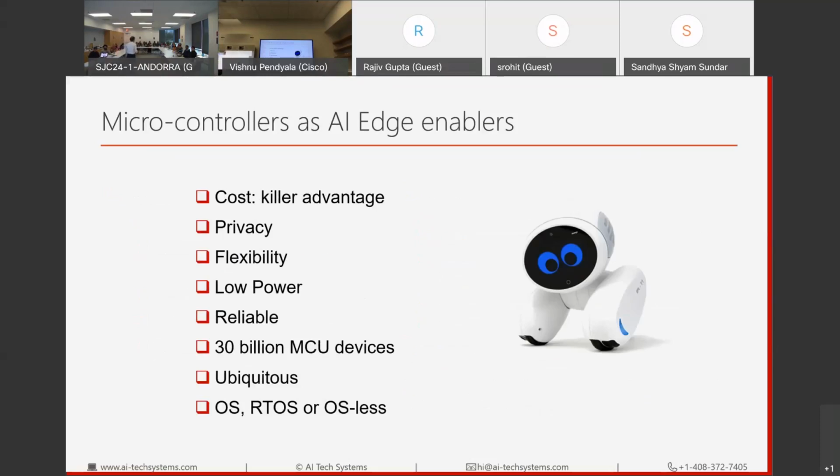But microcontrollers, again, edge enablers. Cost is a killer advantage. Nobody can beat under $10 or under $5. Privacy, flexibility, low power, they're reliable. They've been there for over 40 years. They're everywhere. They are using OS, RTOS, or some of them are OS-less. They're so tiny that they don't even have an OS.